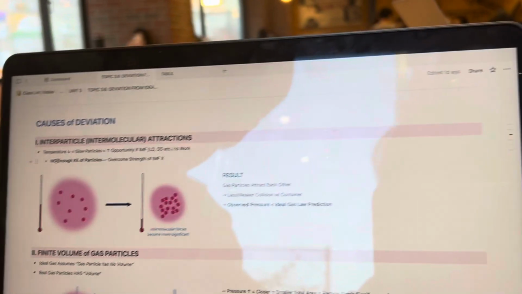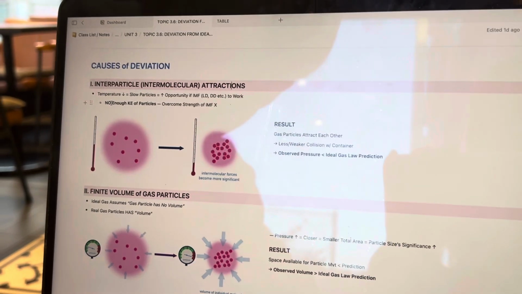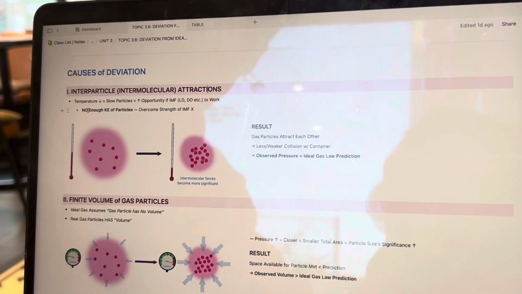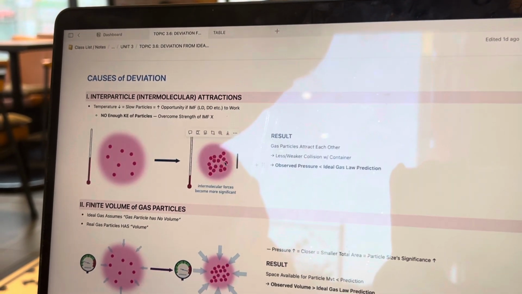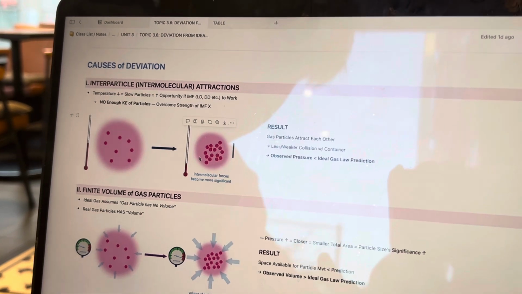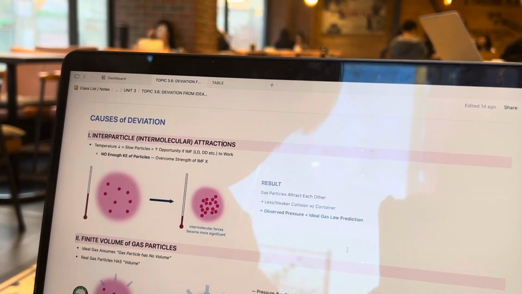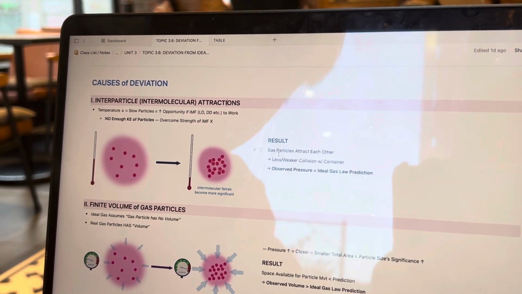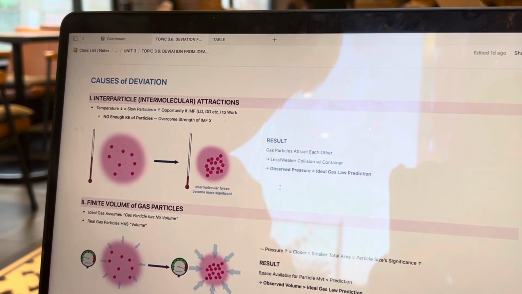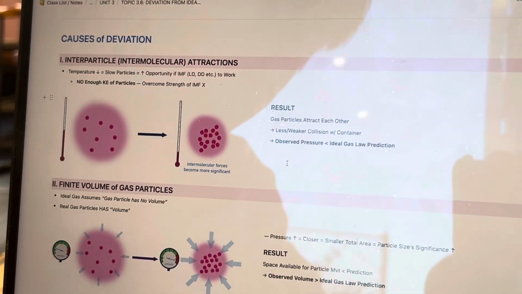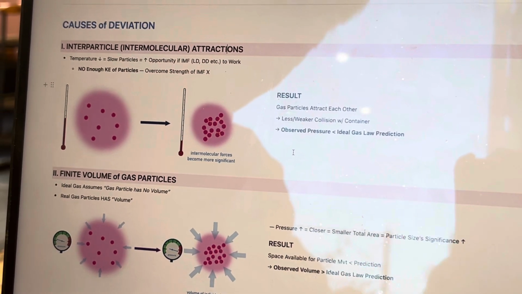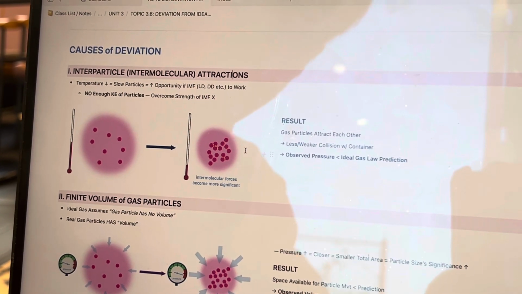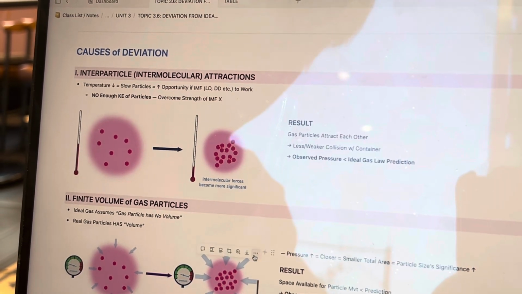So if there's not enough kinetic energy of the particles, then it is not possible for the particles to overcome the strength of the intermolecular force. That's just a recap of what I said before in scientific words. The result is that the gas particles attract each other, leading to less or weaker collisions with the container, and the observed pressure will be lower than the ideal gas law prediction. So if they're moving slower, not colliding fast enough, the actual pressure will be lower than the equation.